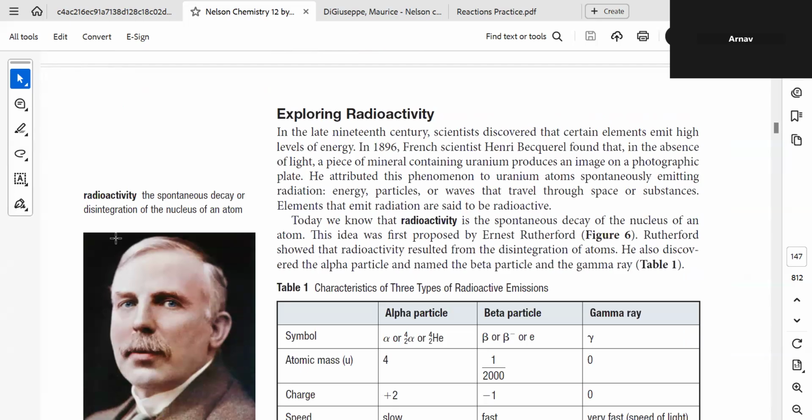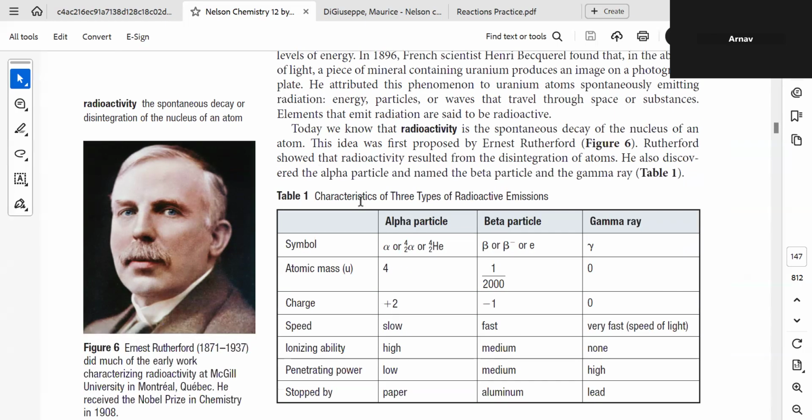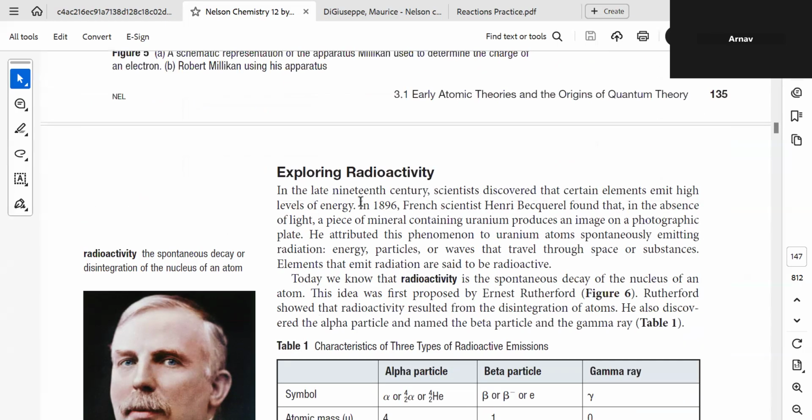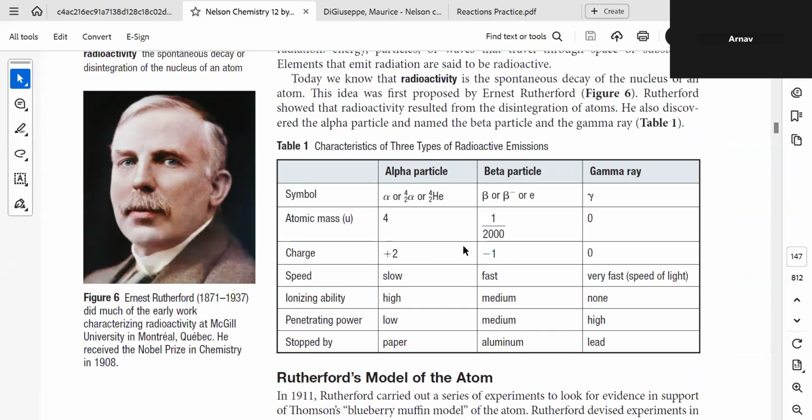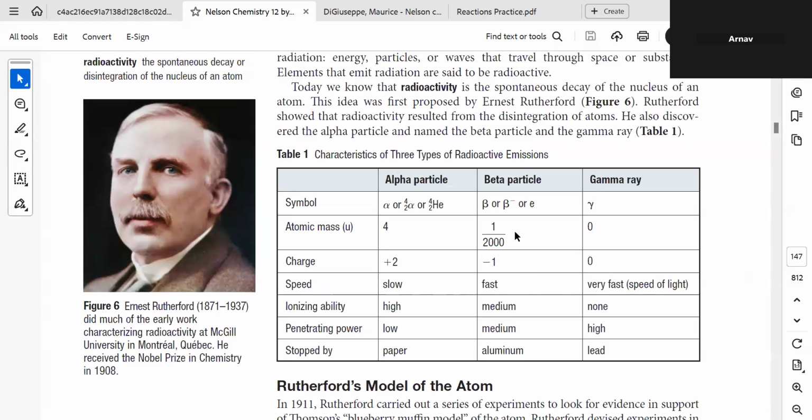Then by the time this was getting discovered, simultaneously there were other scientists, Madame Curie and Henry Becquerel, who discovered radioactivity. When they discovered radioactivity, they found that there are three types of emissions: alpha particle, beta particle, and gamma rays. Two particles and one ray are emitted from some radioactive elements.